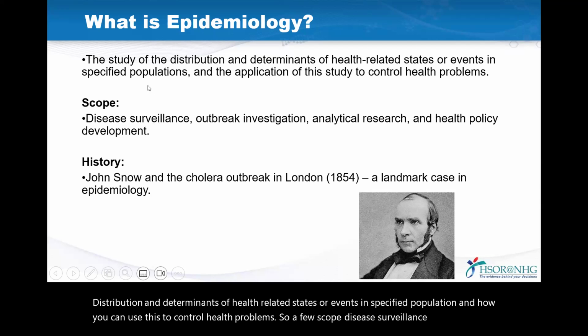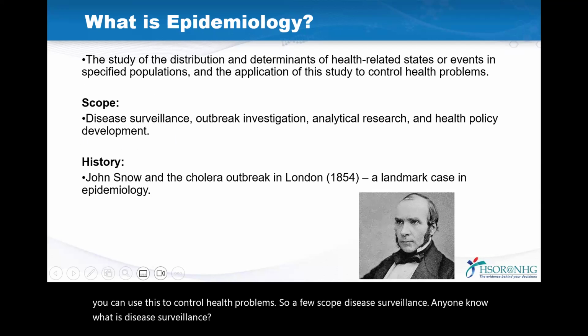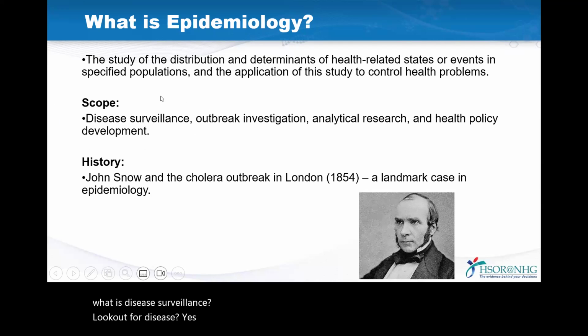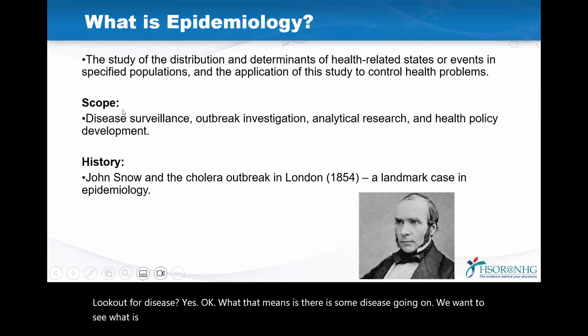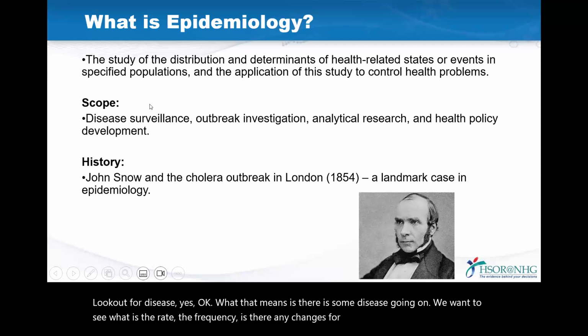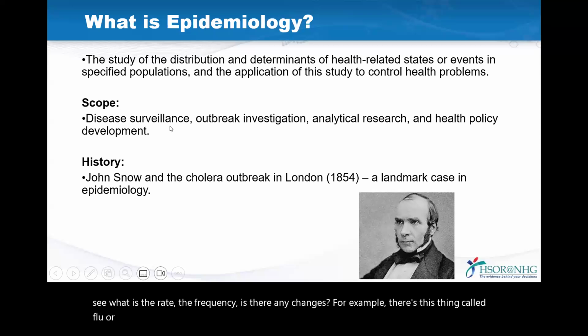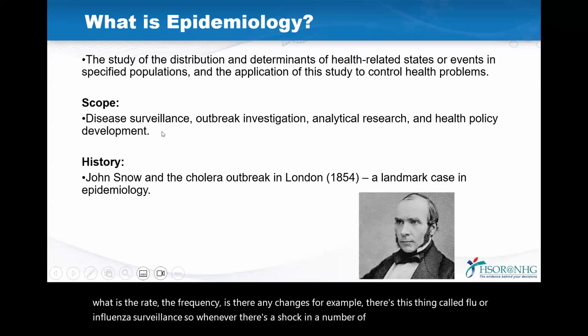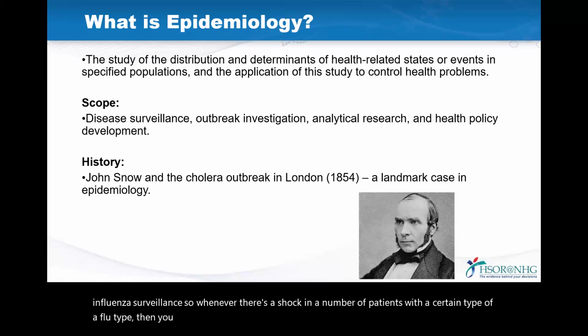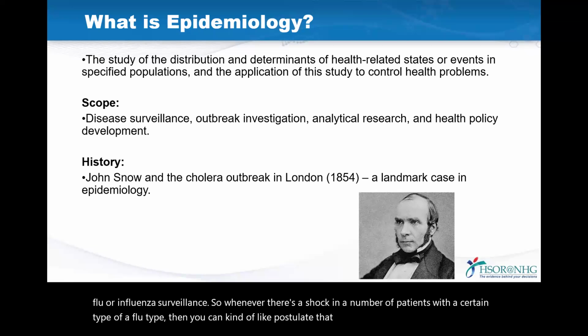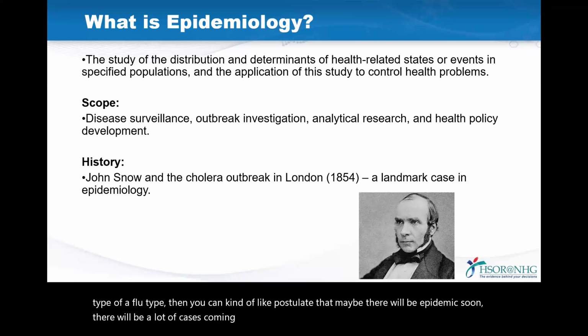A few scopes: disease surveillance. Anyone know what disease surveillance is? To look out for disease. Yes. What it means is there is some disease going on, and we want to see the rate and frequency. Is there any change? For example, there's influenza surveillance. Whenever there's a shock in the number of patients with a certain flu type, you can postulate that there'll be an epidemic soon, with a lot of cases coming up. So you need to do surveillance.